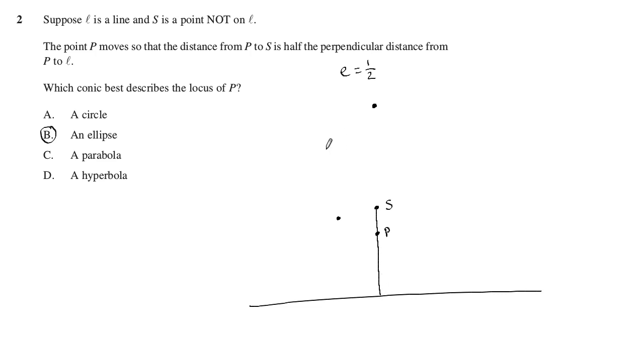We could find quite a few points, but you'll see that they all are sort of like this. So all of these points I'm drawing have this distance from P to S being half of the distance from P to L. And you can see that they form an ellipse.